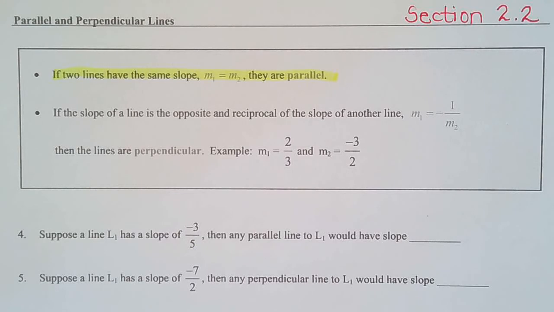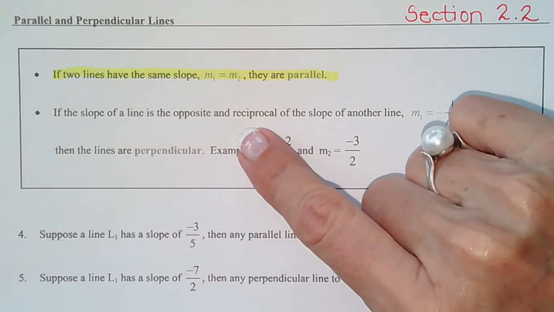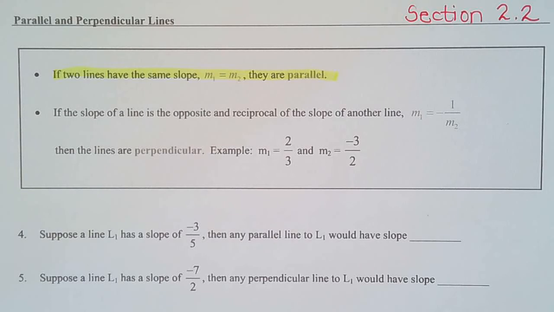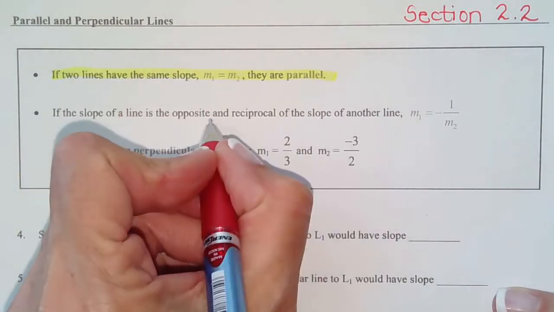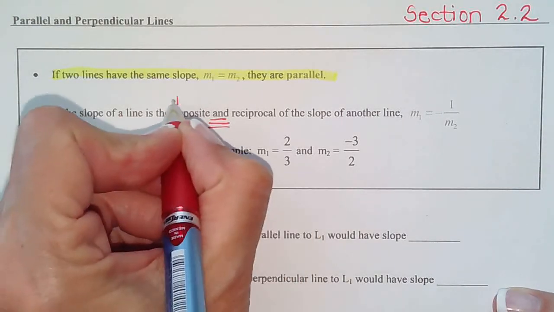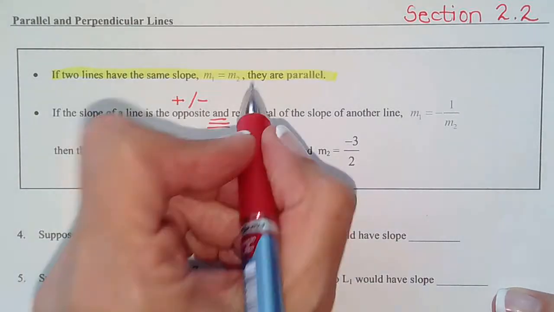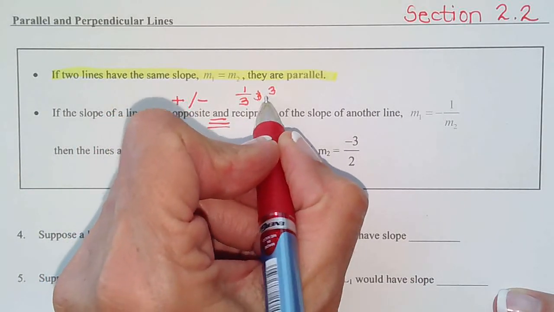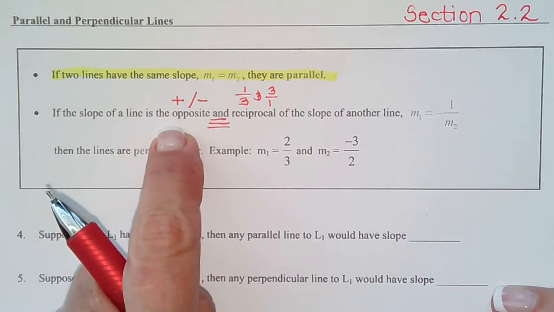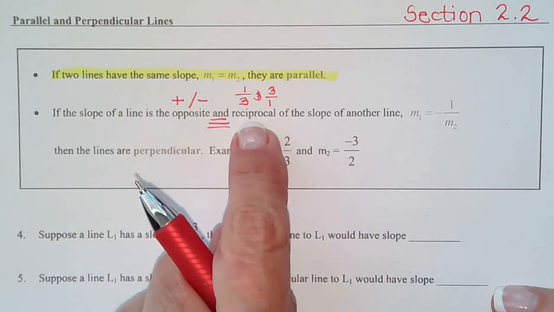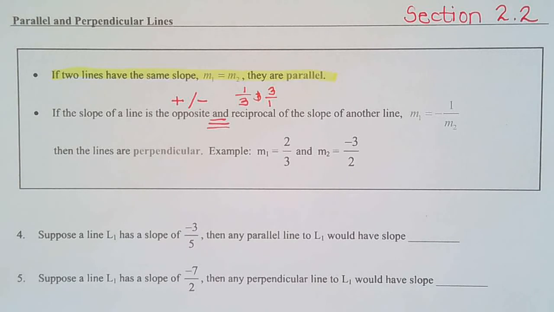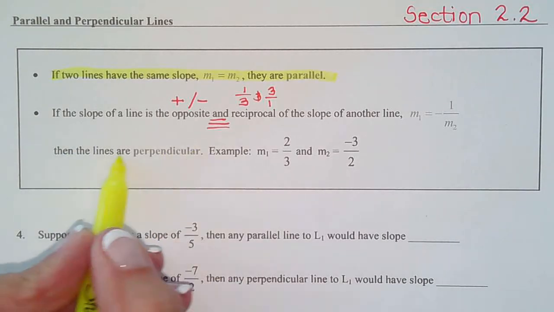If the slopes of two lines are opposite and reciprocal, so many students think it just has to be one or the other. It has to be both. Opposite means one's plus, one's minus. Reciprocal would be like 1/3 and 3/1. So they have to be different signs and reciprocals. If that's the case, the lines are perpendicular.